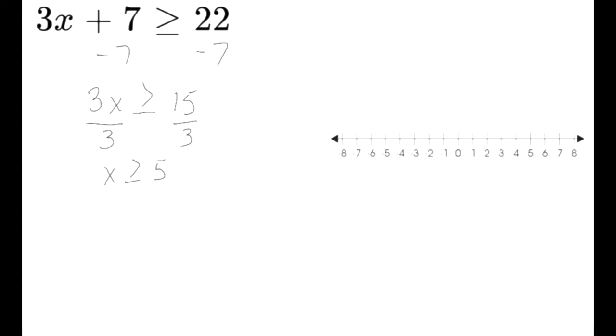Now that we have a solution set for x, I want to go ahead and graph it on a number line. So it's greater than or equal to. Well, greater than means that I'm going to be going to the right. The equal to part means that I'm going to have a closed circle at that point. So at positive 5, I'm going to have a closed circle. And like I said, it's going to go to the right. So from 5 going right, it's going in that direction. And that's it. We've solved and graphed our solution set.